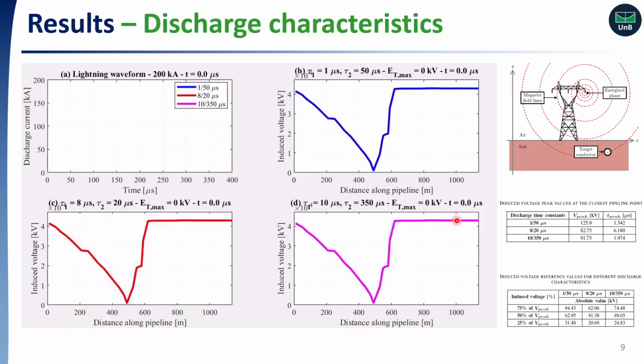Okay, finally we have our results. First, we observe the effect of the discharge waveform on inductive coupling. Before I play the animation, let us look at what we have here. This is the lightning waveform for different time constants. Here we have the voltage profile for 150 microseconds discharge. Here for 820 microseconds, and here for 350 microseconds. So, let me play this now.